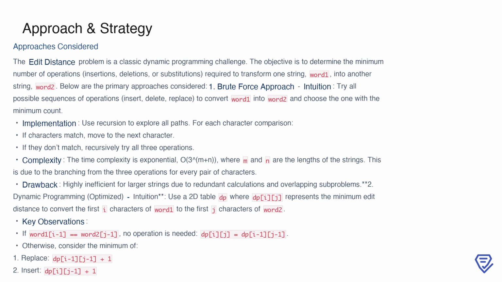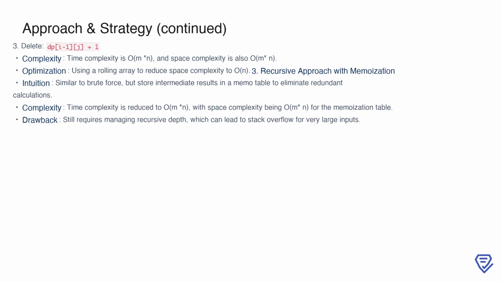In addition to replace and insert, the delete operation is also considered in the dynamic programming approach. For deletion, we look at the value from the cell representing the previous prefix of the first string and add 1. By evaluating these 3 possibilities, replace, insert, and delete, we determine the minimum edit distance for each cell. This approach has a time complexity of O(m*n), where m and n are the lengths of the two strings, and a space complexity of O(m*n) to store the DP table.